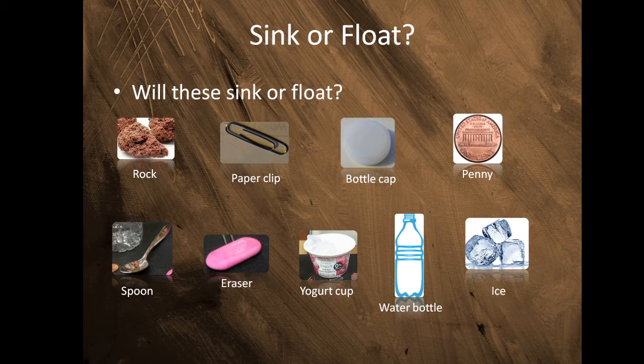So I have a rock, a paper clip, a bottle cap, a penny, a spoon, an eraser, a yogurt cup, a water bottle, and ice. We're going to see what sinks and what floats. So write down your guesses now, and then we're going to do the experiment, and then we're going to write down our results.